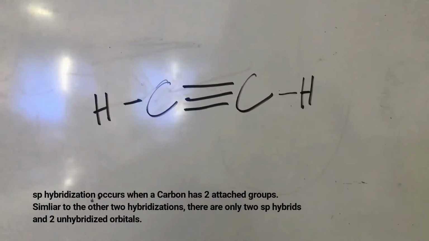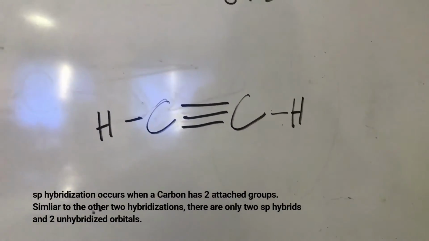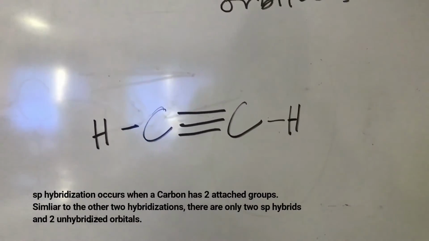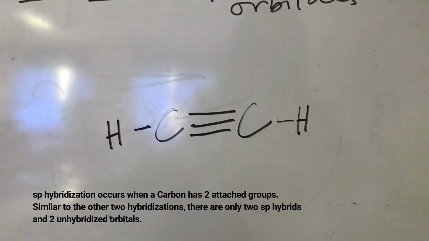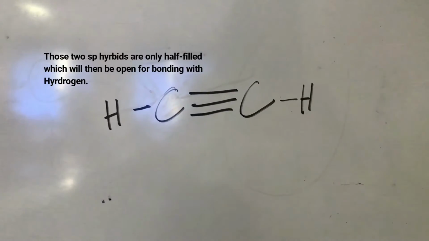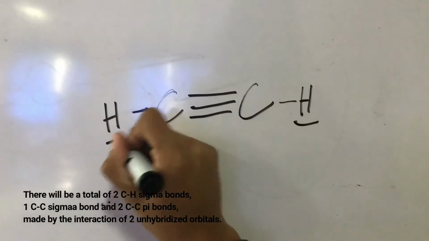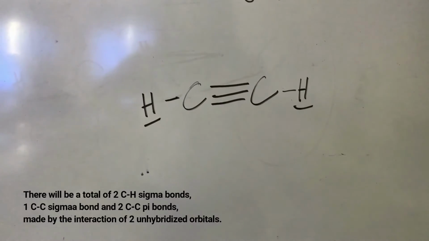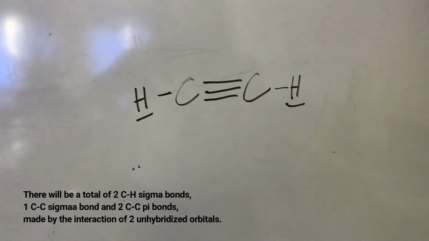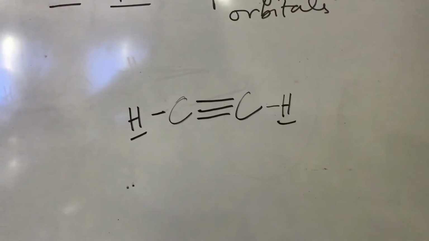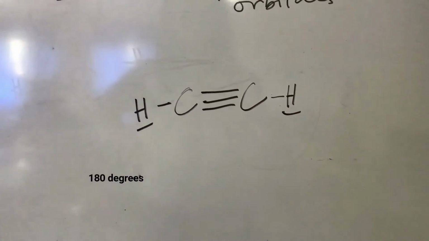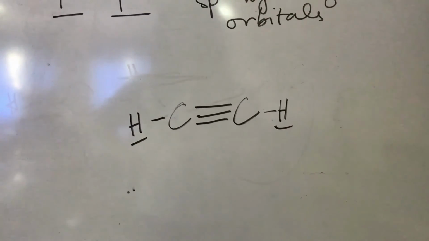sp hybridization occurs when a carbon has two attached groups. Similar to the other two hybridizations, there are only two sp hybrids and two unhybridized orbitals. Those two sp hybrids are only half-filled, which will then be open for bonding with hydrogen. There will be a total of 2 C-H sigma bonds, 1 C-C sigma bond, and 2 C-C pi bonds made by the interaction of two unhybridized orbitals. The angle formed will be 180 degrees since it is going to be linear, with a 50% sp character.